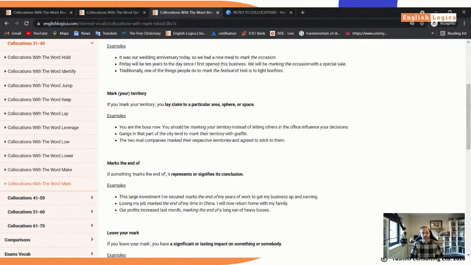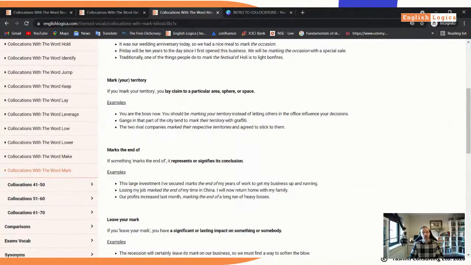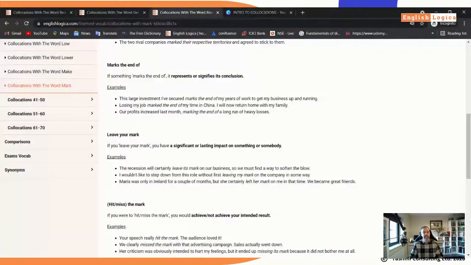Gangs in that part of the city tend to mark their territory with graffiti. The two rival companies marked their respective territories and agreed to stick to them. Our next collocation with mark is marks the end of, or to mark the end of. If something marks the end of something, it represents or signifies its conclusion.